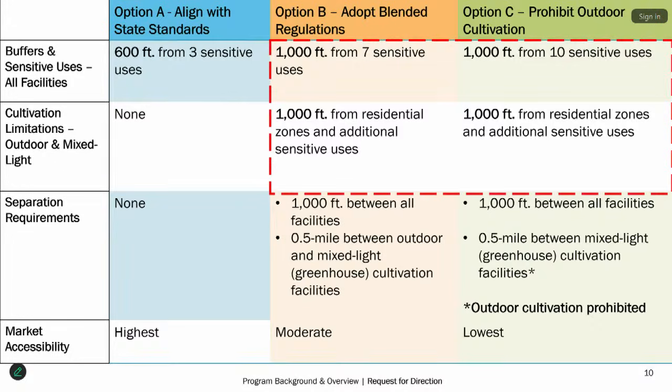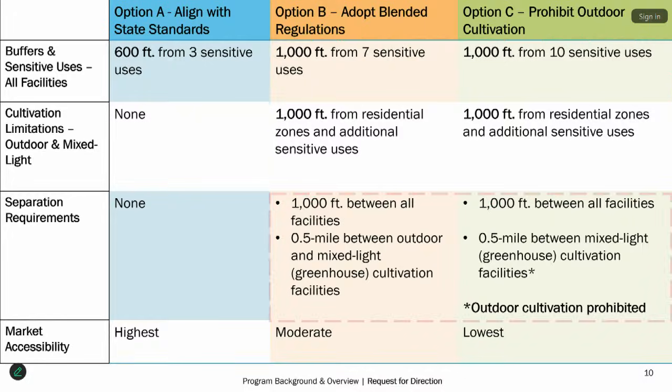Options B and C both require 1,000-foot buffers from an expanded list of sensitive uses, along with additional buffers for certain cultivation types. These measures respond to stakeholder concerns related to odor, environmental impacts, and land use compatibility. As a result of these expanded buffers, both options B and C allow for fewer locations than option A.